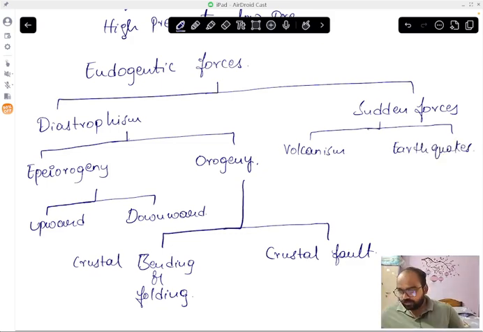So endogenetic forces, the forces that operate within the interior of the earth, are divided into two types: diastrophism and sudden forces. Due to these, different features are formed on earth. For example, volcanism and earthquakes we have already dealt with. Due to volcanism, we can see different volcanoes like shield volcanoes, cinder cones, composite volcanoes and all. Similarly, due to earthquakes also different features are found, but they are not that pronounced on earth, not very significant features.